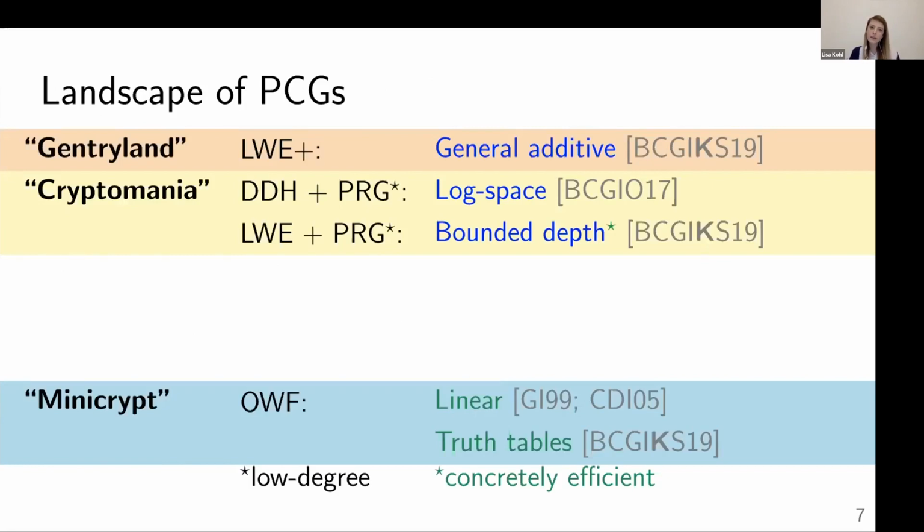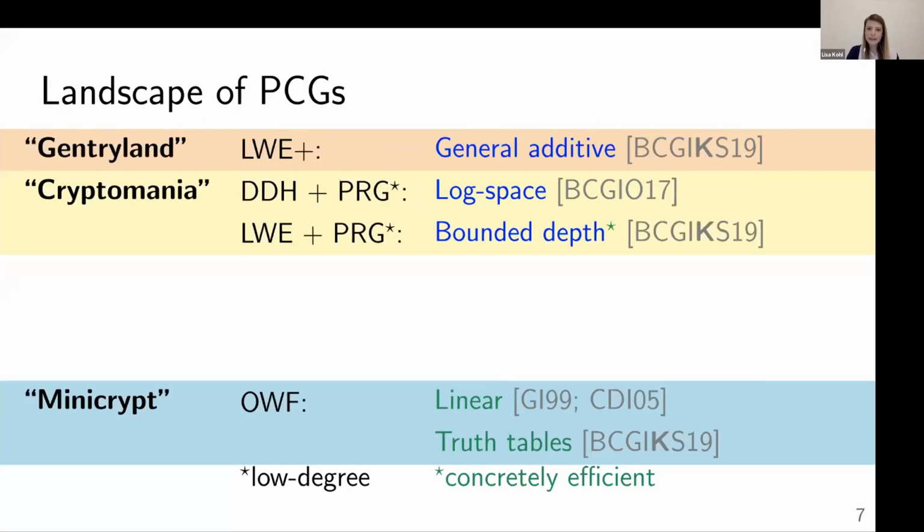Building on homomorphic secret sharing techniques, you can basically get something for general additive correlations. And on the other side, from one-way functions, you can get interesting things. You can get truth table correlations. You can get linear correlations for the multi-party case. This is something already from 20 years ago, kind of the start of PCGs.